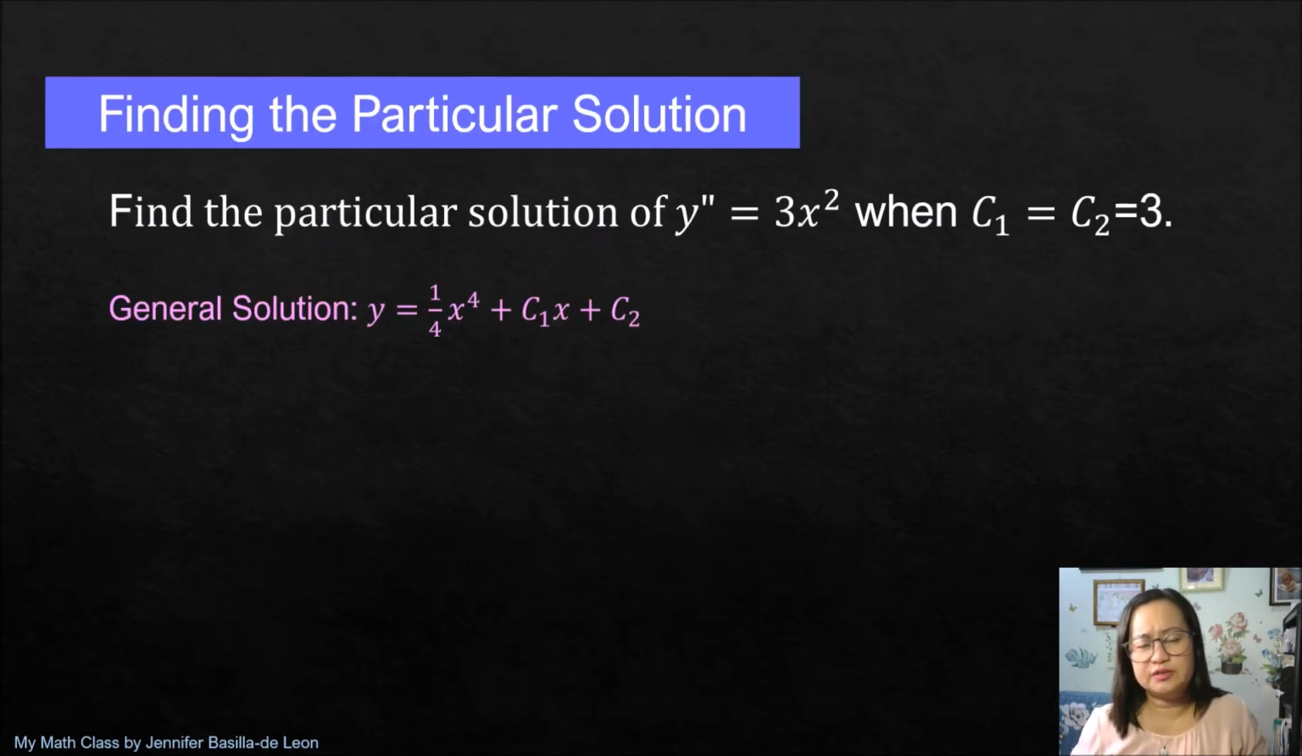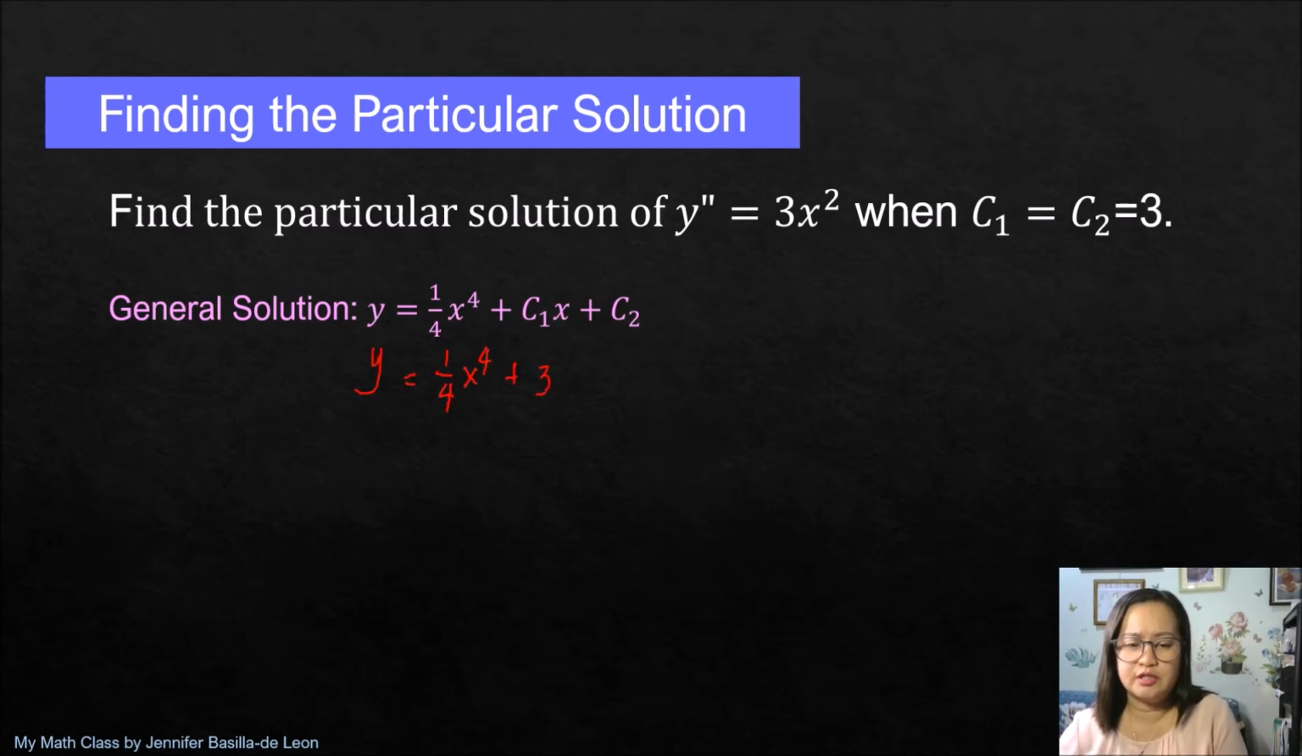Now, can we find that particular function that satisfies the given condition y double prime equals 3x squared? Okay. Take note that by adding the condition when c sub 1 equals c sub 2 equals 3, what we do is replace to c x, and hence the particular solution is y equals 1/4 x to the fourth power plus 3x plus c.